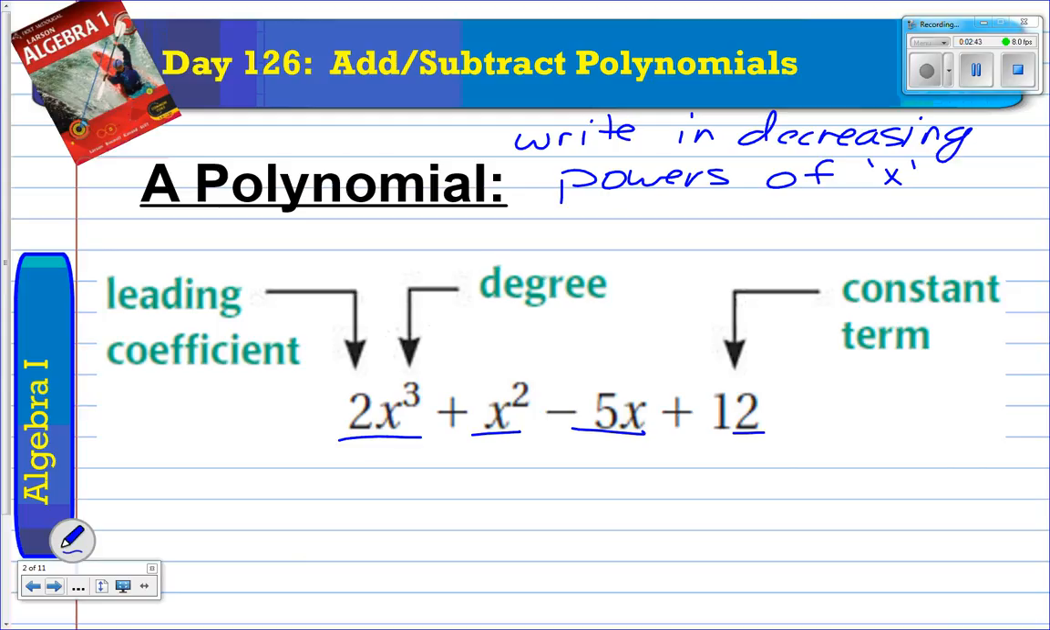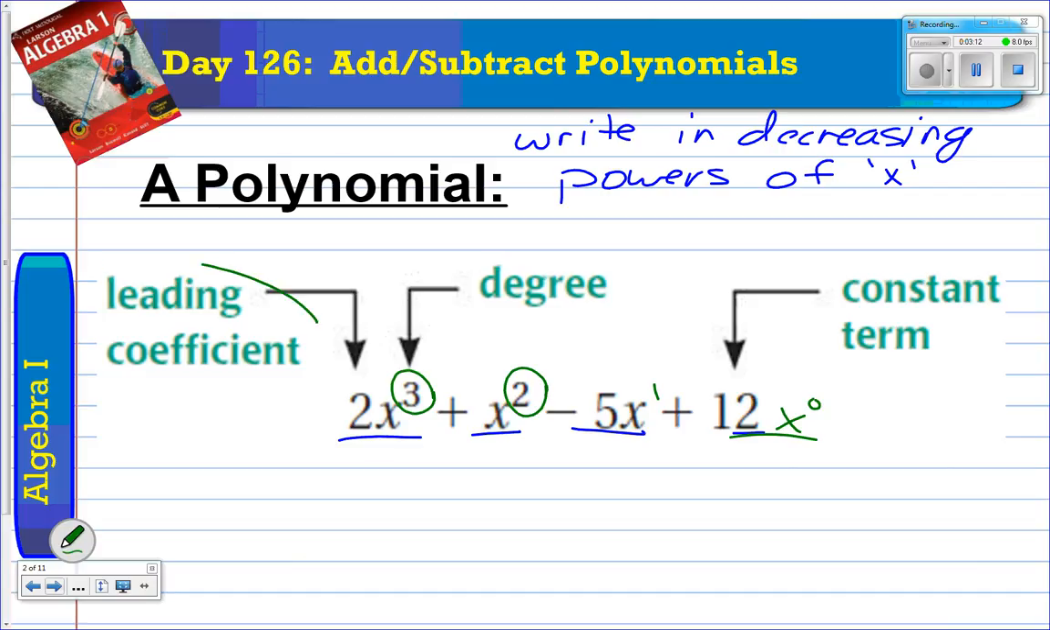Because if you look at this one, you'll see that it is written in decreasing powers. The highest power of x, x cubed, comes first. Then the next lowest, which is x squared. This one doesn't have an exponent, which means it's an exponent of 1. That comes next. The last one doesn't even have an x. You could say that there's an x to the 0 there, because x to the 0 equals 1. Anything raised to the 0 is a 1. So that's written in decreasing powers of x.